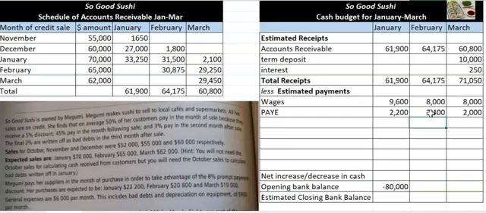Cool. Looking at purchases, purchases are paid in the month of purchase to take advantage of an 8% prompt payment discount. So of the month, January is 22,200, and if we get an 8% discount, we're going to multiply it by 92%, or 0.92.